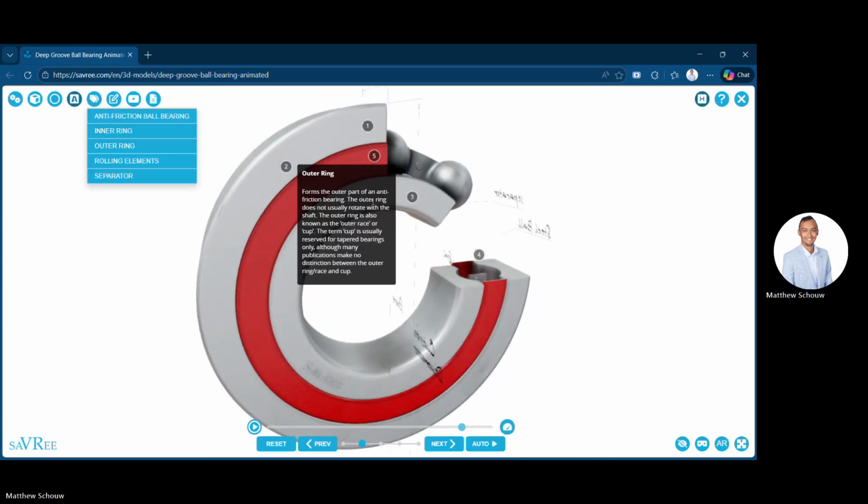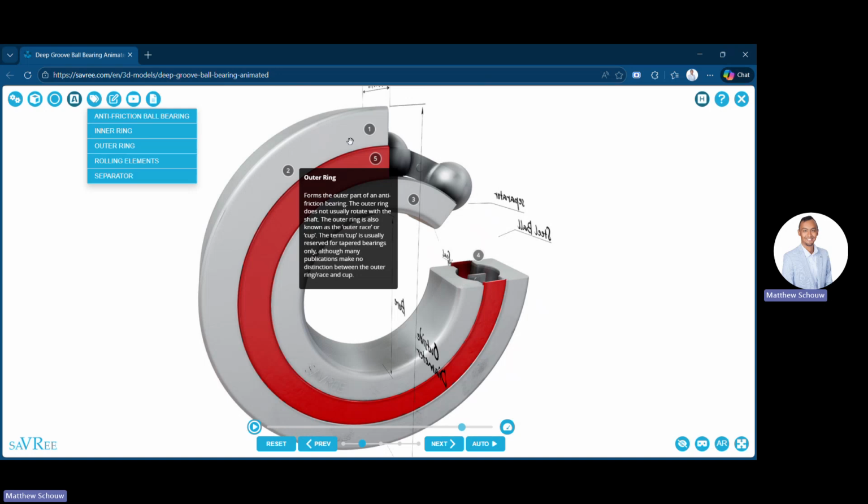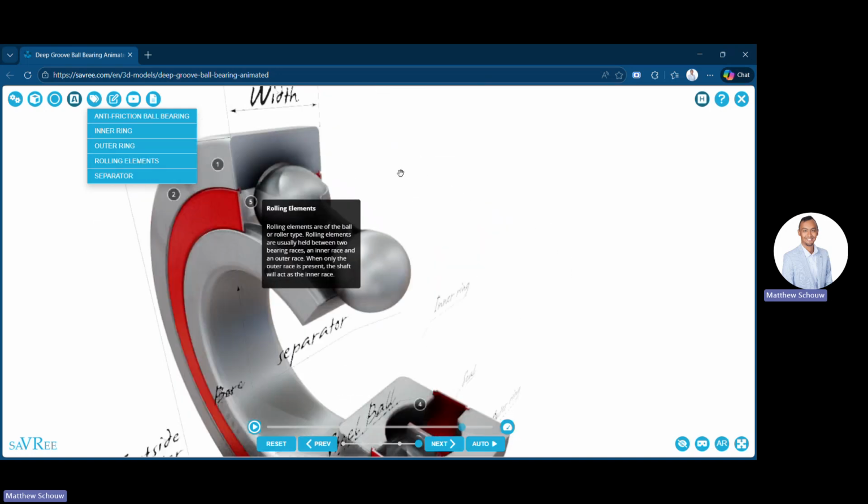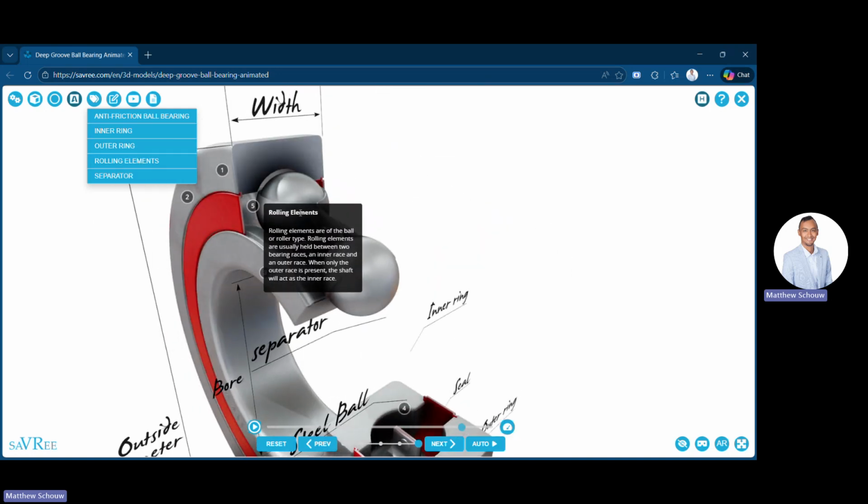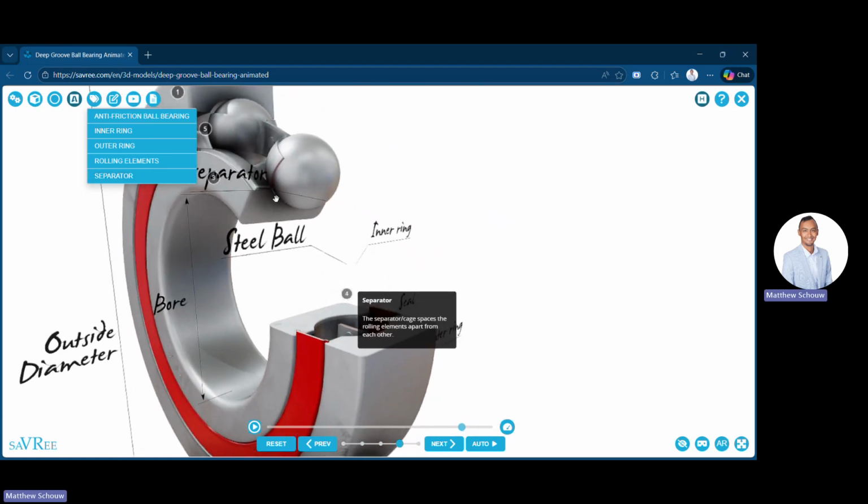Outer ring, that's the outside part, right? Also, they call it a cup. We have the rolling elements, and again, you can have different types of rolling elements. And then the separator, yeah, which the separator cage spaces the rolling elements apart from one another.